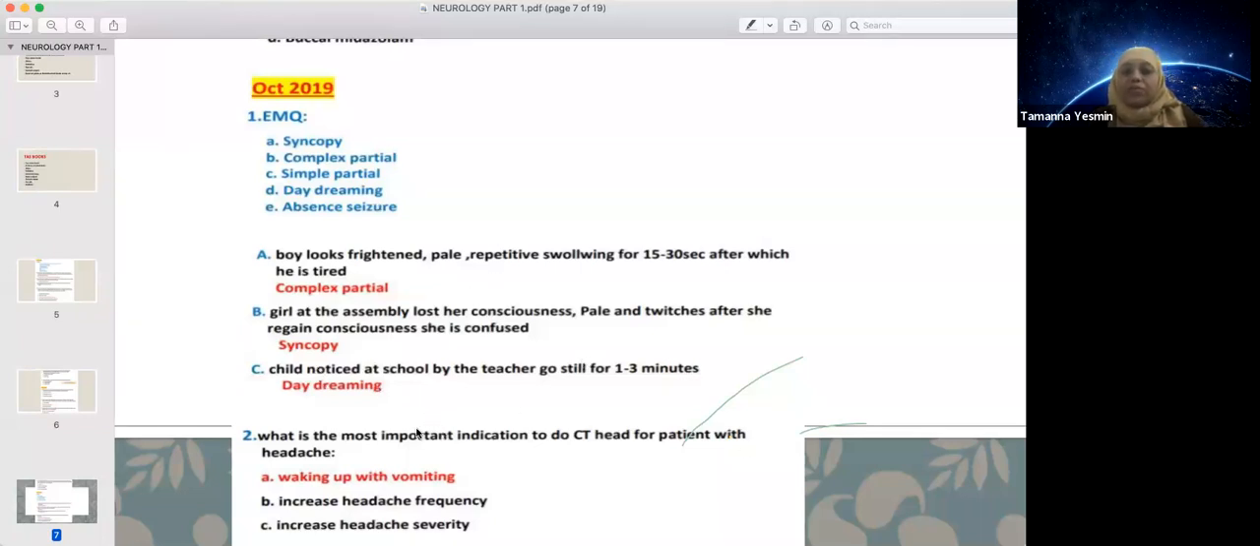These are the different types of seizures. And we have to remember daydreaming is not a seizure. Syncope is not a seizure. They are funny turns. They are not seizures. What is a funny turn? We will tell later on. But complex partial is a seizure.